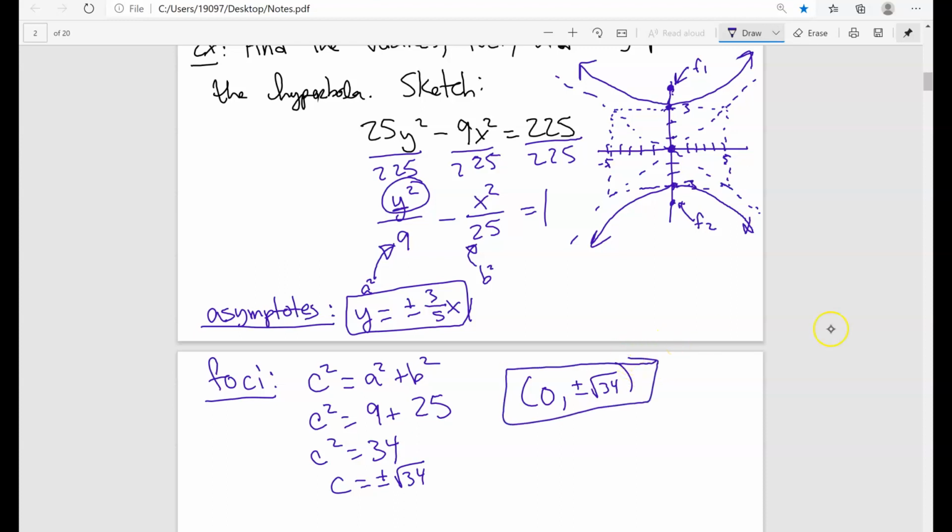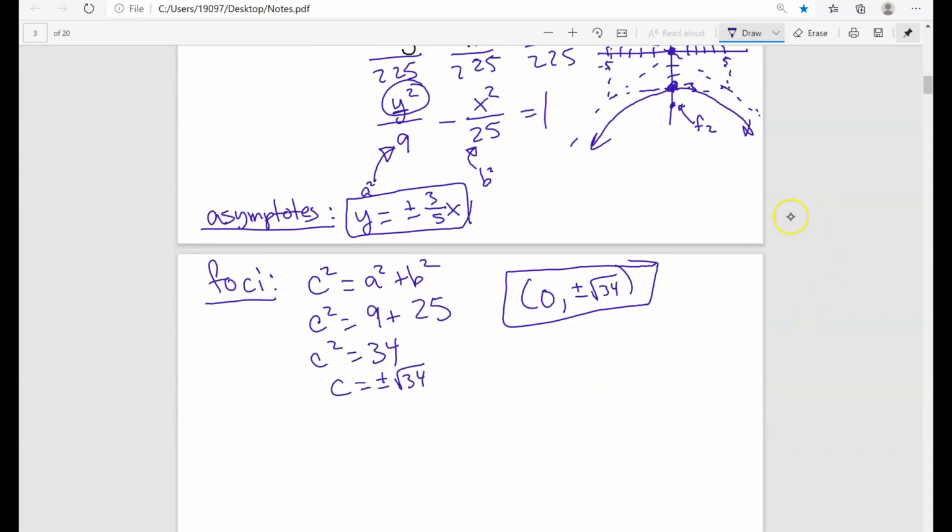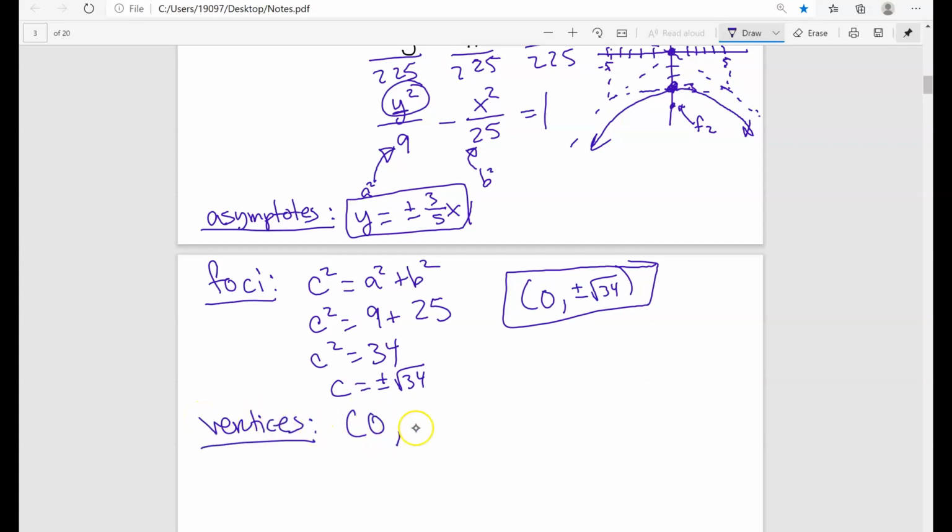Now, the only thing that we're missing is just the vertices. So the vertices, remember that that's going to be where the branches are at. So the branches are here. So that's going to be 0, 3, and 0, negative 3. So the vertices will be at 0, 3, and 0, negative 3. So that's where that's going to be at.